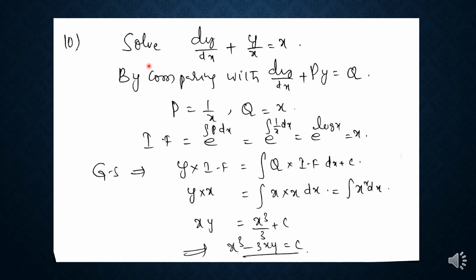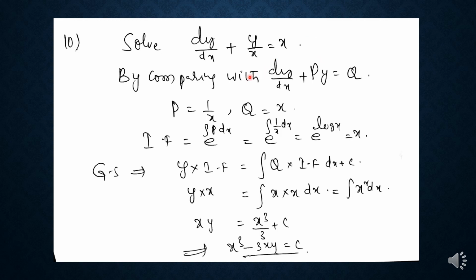Next problem. Solve dy by dx plus y by x is equal to x. This is not possible in the variable separable method and also in exact differential equation. By comparing with the linear form, we can observe that the first term is dy by dx and some y term is there, and on the right hand side, some x term is there.